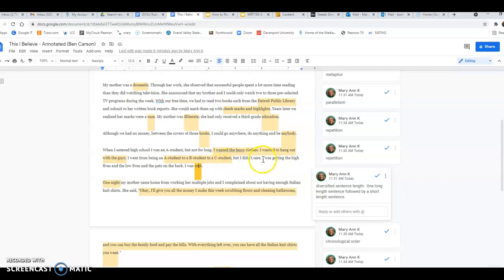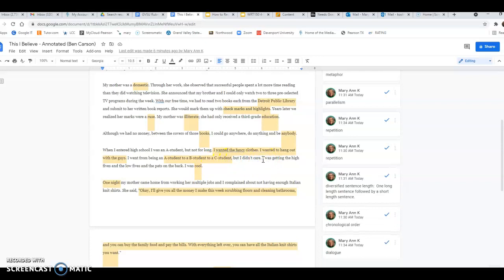So the sentence begins here. I was getting high on the fives, and I was getting the high fives and the low fives and the pats on the back. And not only is that visual, but it's also kind of long, especially compared to this one, which says I was cool. So diversifying those sentence lengths is a good thing to do too.